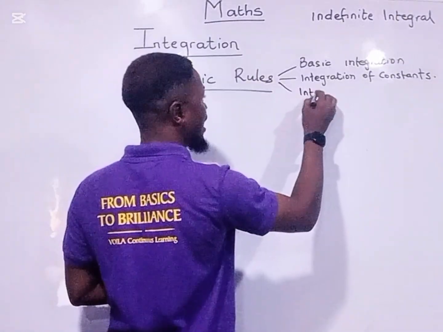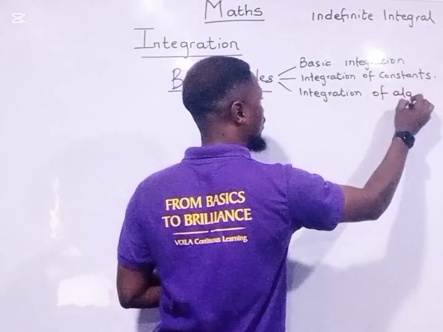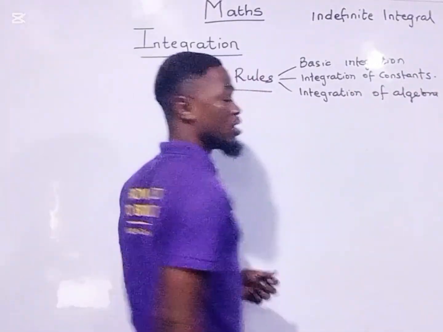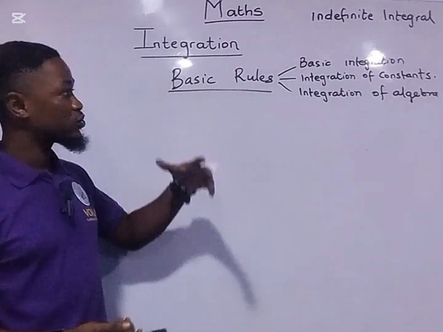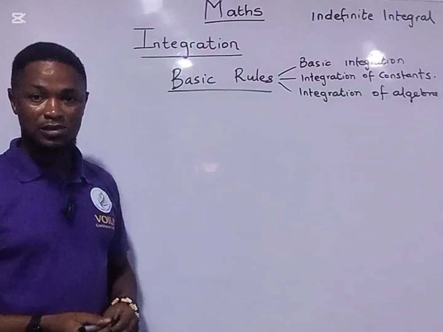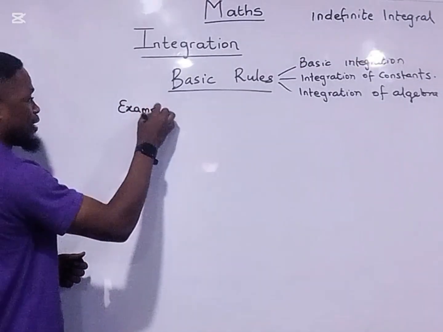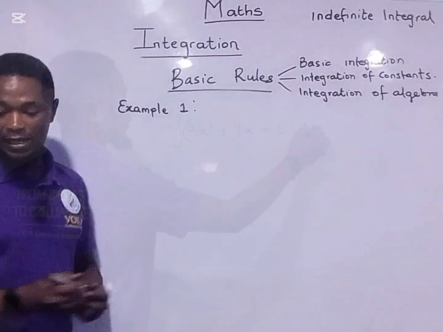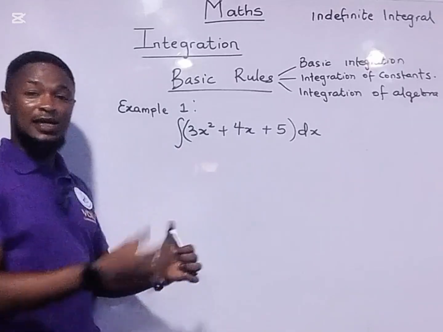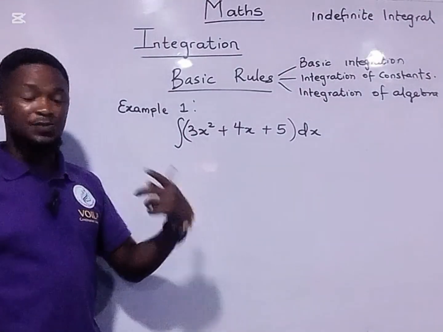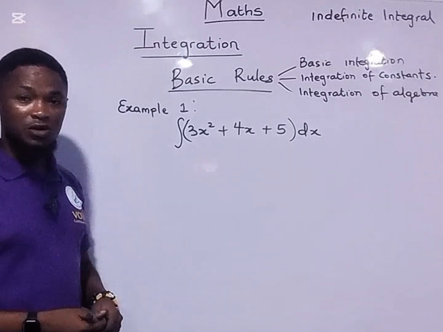Finally, let us look at integration of algebra. Integration of algebra is just a combination of what I just said about basic integration and constants. For instance, let me say example 1 that looks like this. Now look at the board. What do we have on the board? We have integrate 3x squared plus 4x plus 5 with respect to x. It looks big, right? It's not really big.